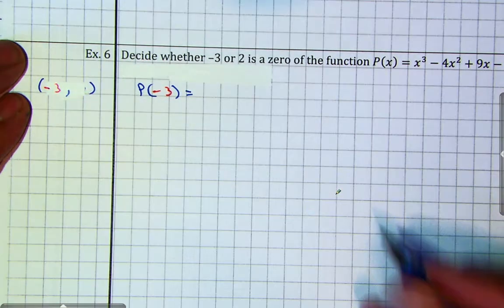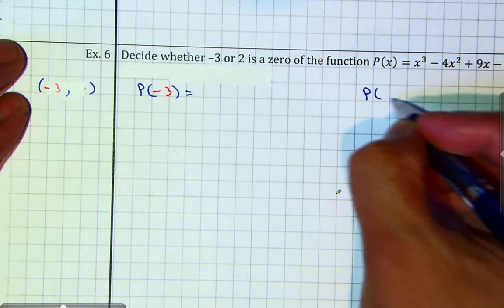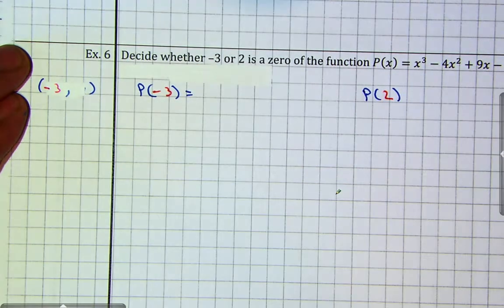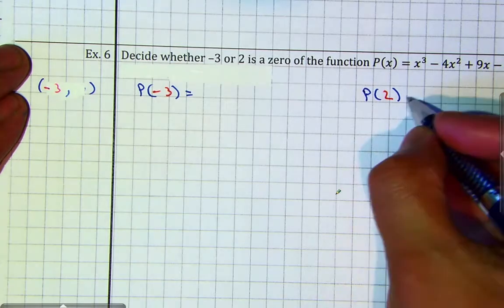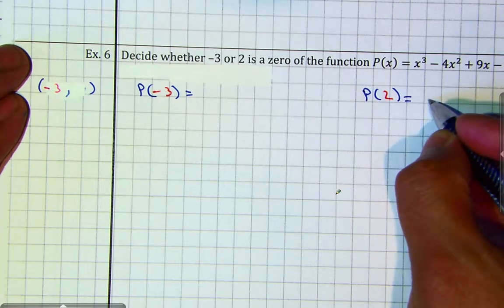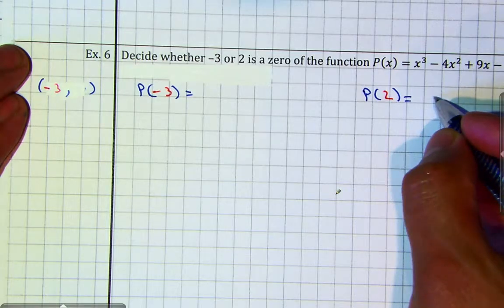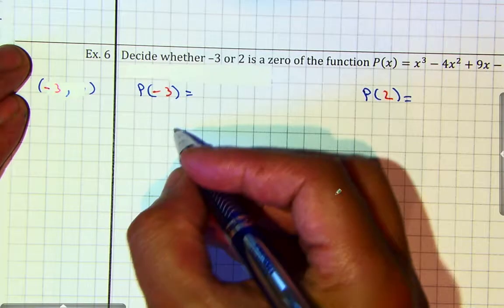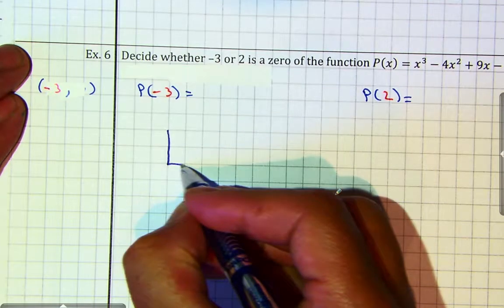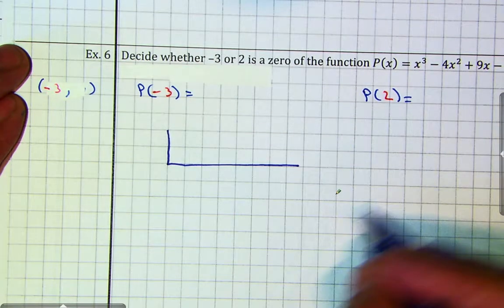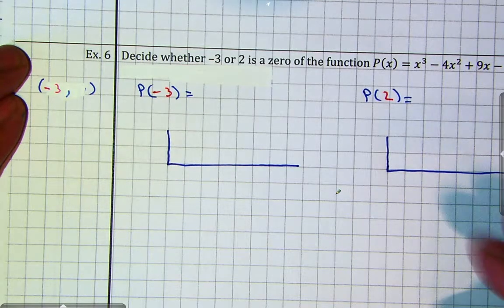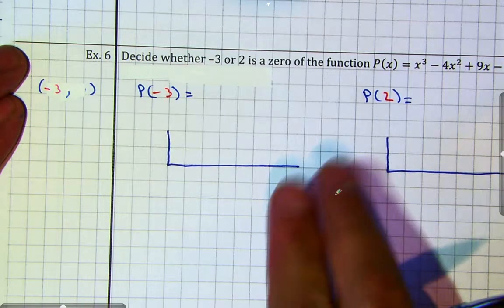Same thing here. If I want to find out if 2 is a zero, once you plug in a 2, that will be a specific point. If it's 0, then that will actually be the root or the zero of the function. So in this case, let's use synthetic division, since that's the section that we're doing, for each one. See what you get for each one, and we'll compare our answers. Go ahead and pause it.